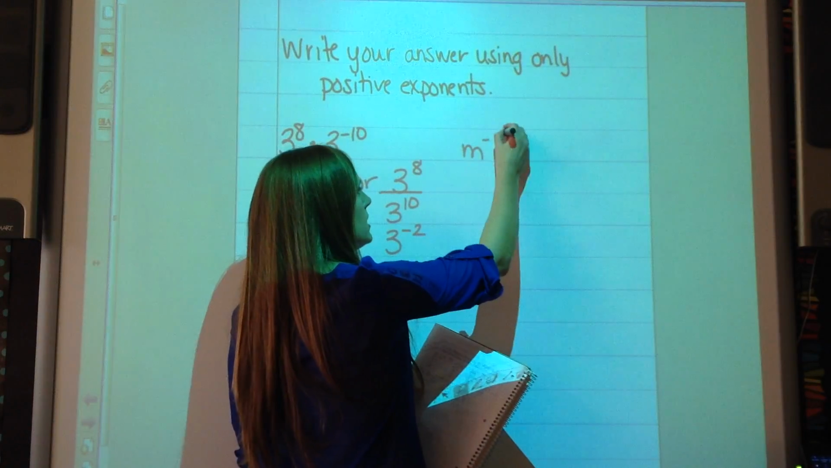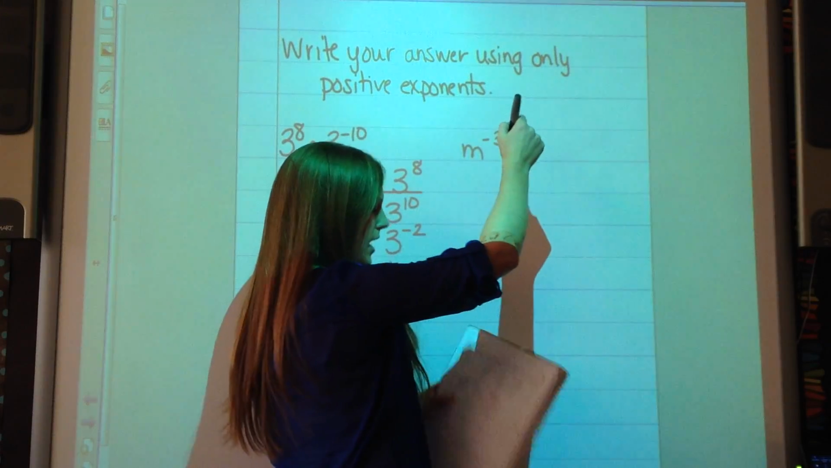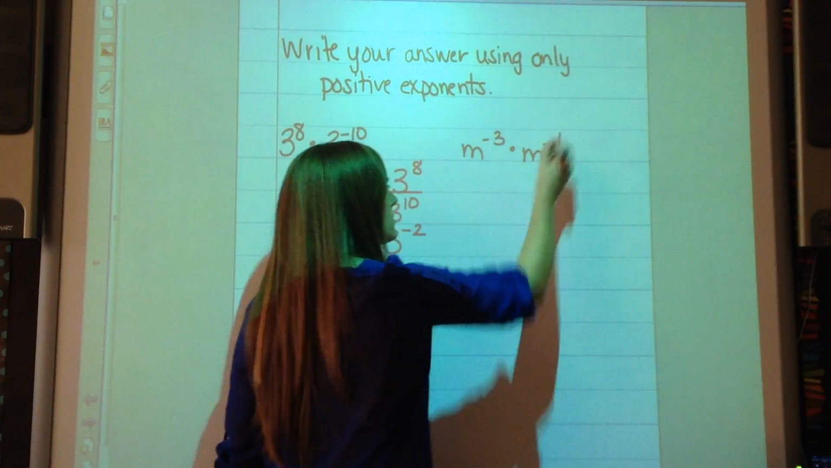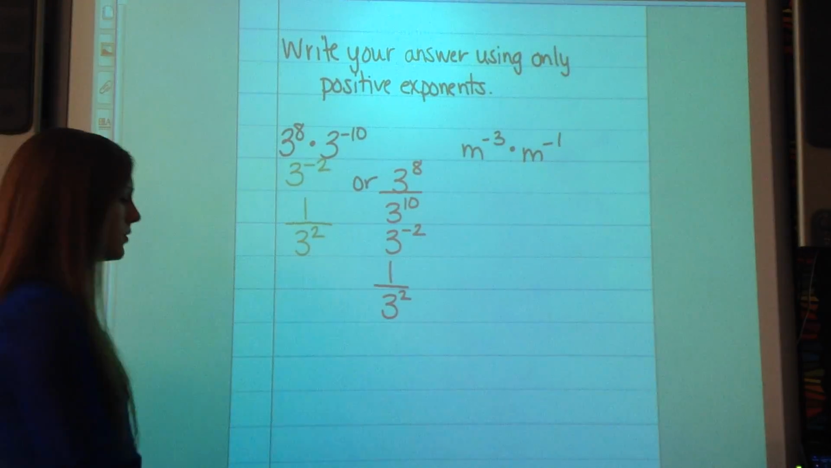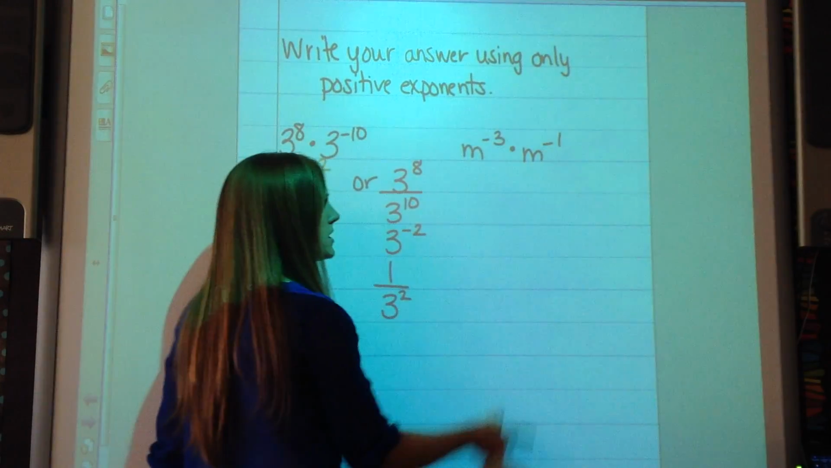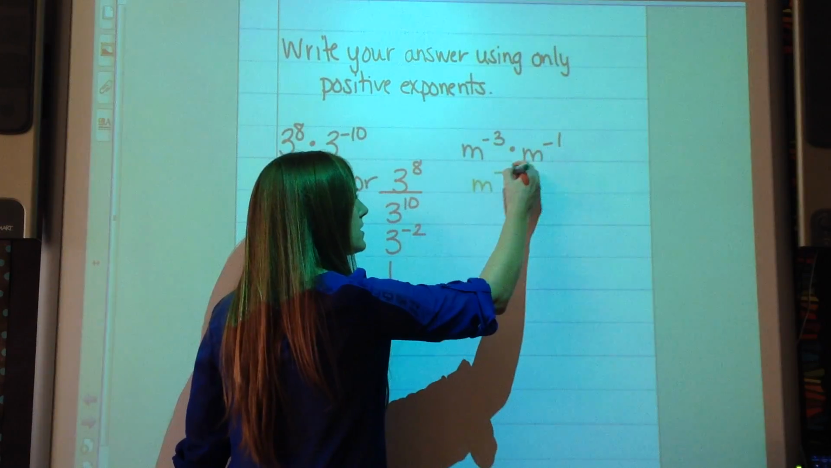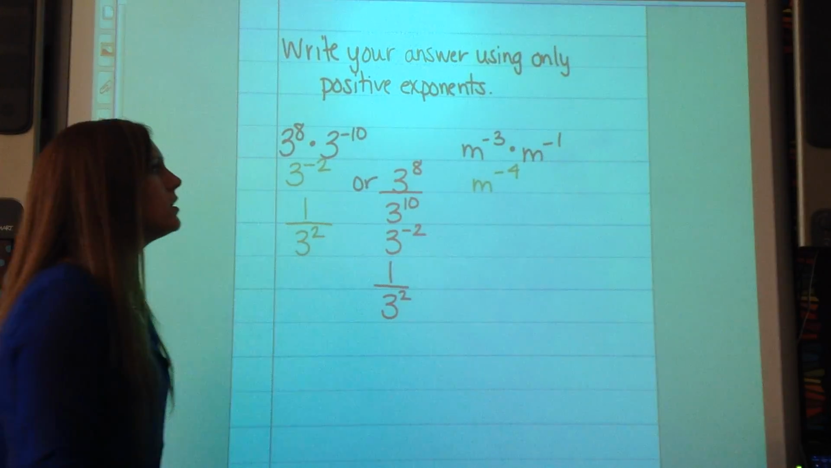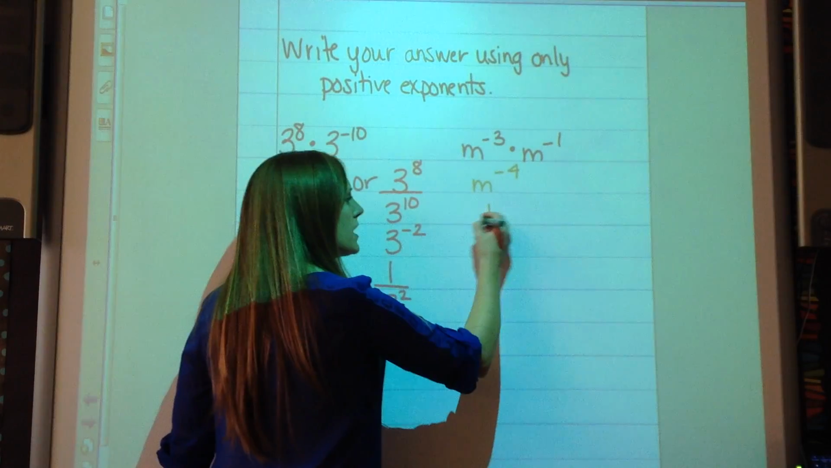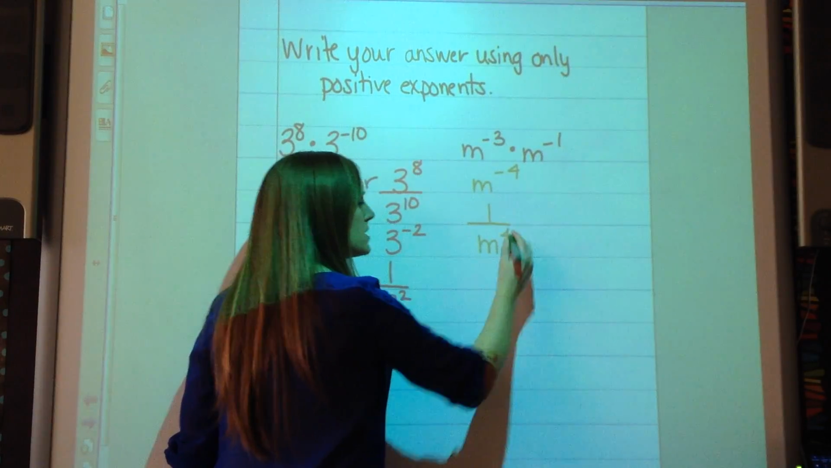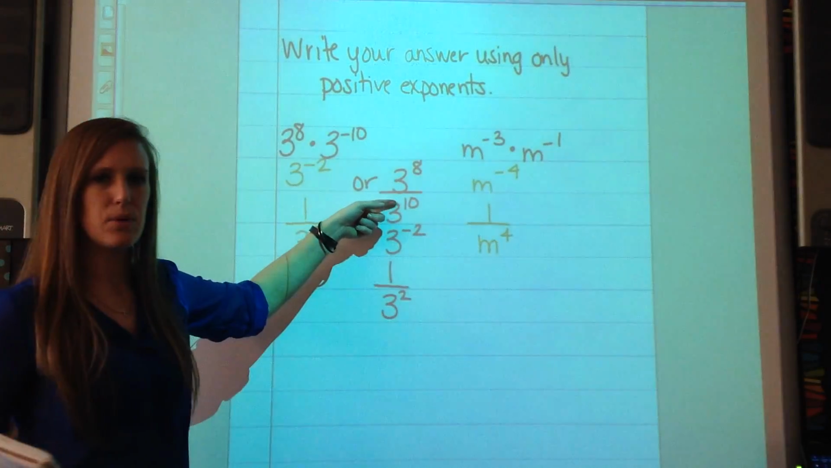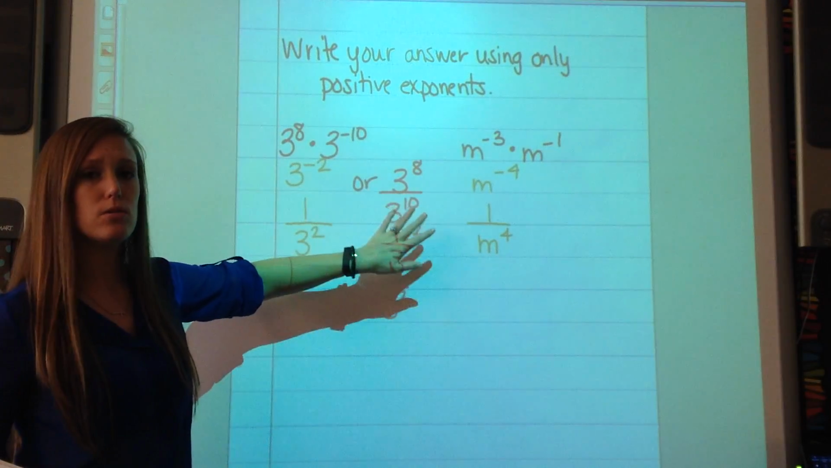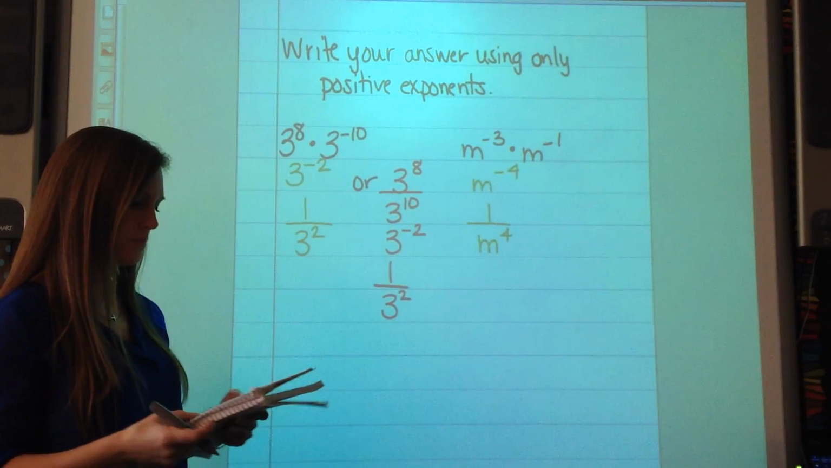Try n to the negative third times n to the negative first. Okay, again, I see that we're multiplying, so I'm going to add their exponents, same sign sum. And then, because I have a negative exponent, I'm going to move it to the denominator. I prefer to multiply first instead of stacking them on top of each other, but you may also use this method.